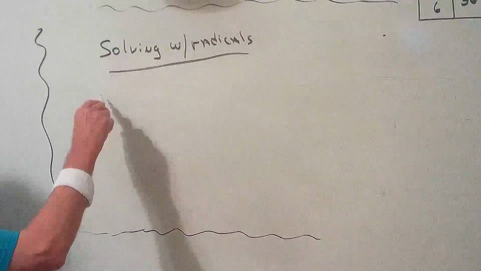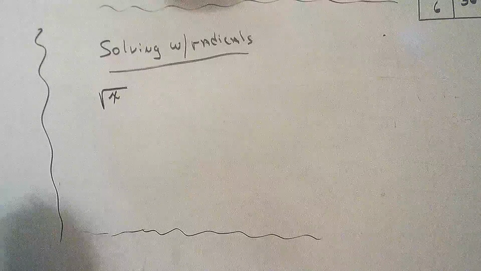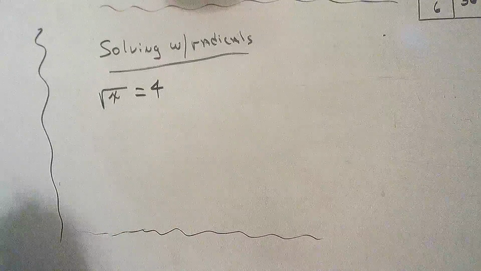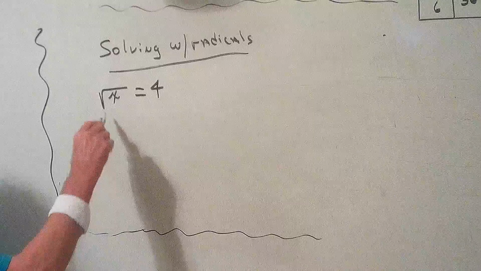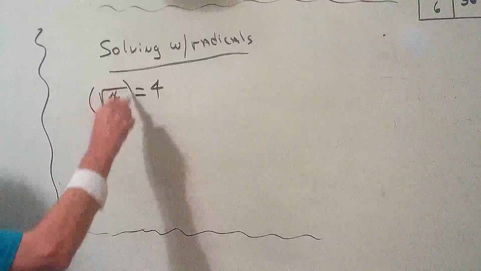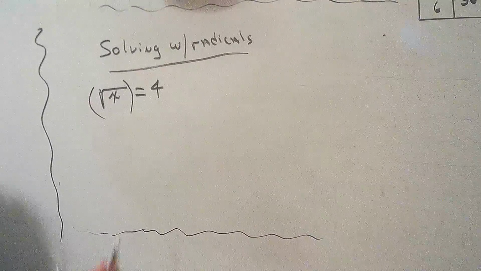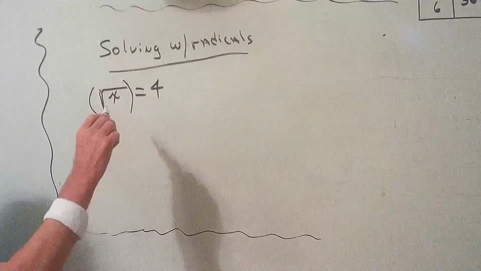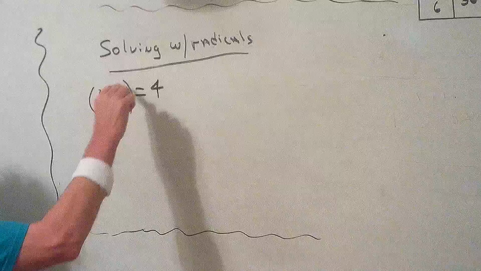So if we had the square root of some number, x, equals 4, how do we get rid of the radical? The radical, again, has a 2 in here, we just don't write it because we don't have to. We're lazy. Why y'all looking at me when I said lazy? Yeah, okay. So how do we get rid of the radical?